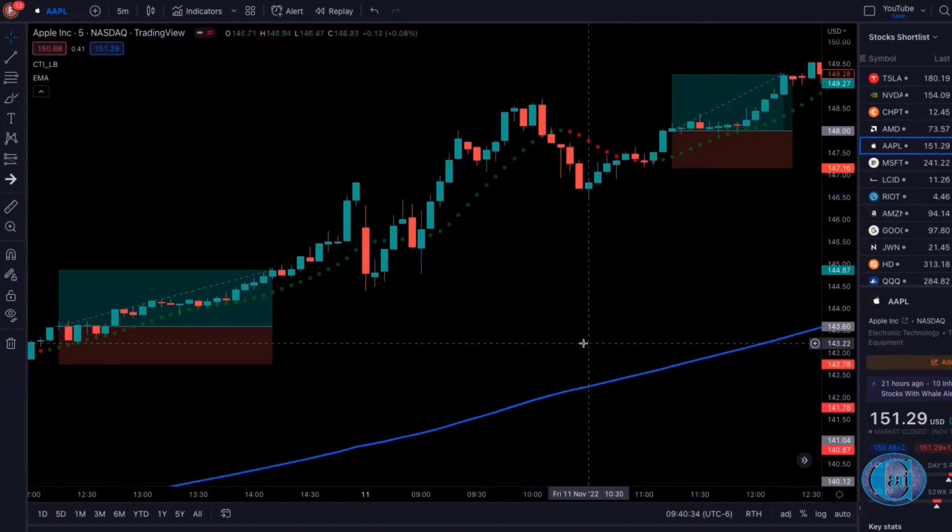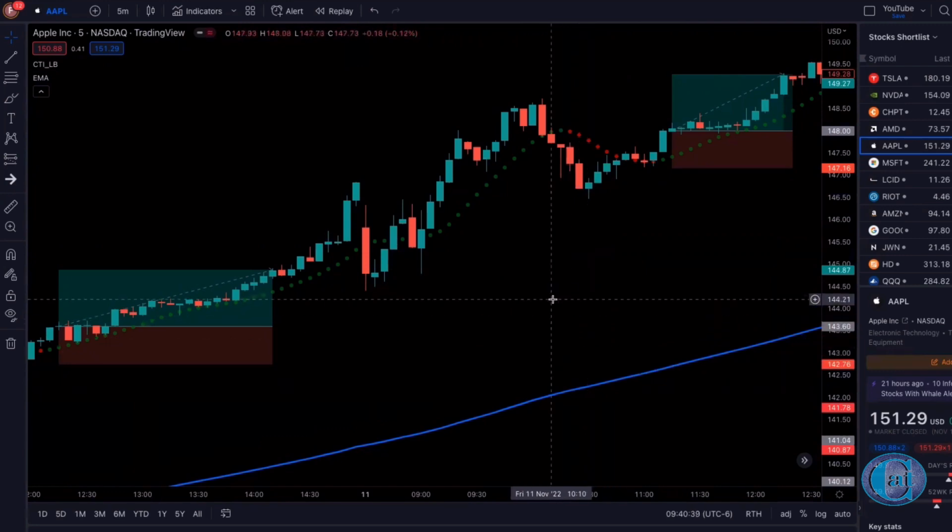Boom. So let's take a look at how to use this strategy to short the market to make money while the market is trending down.